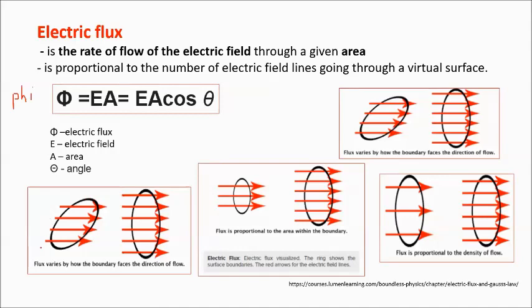When it is slanted, inclined, there are fewer field lines. And when the surface is perpendicular to the field lines, many field lines can pass through a given area. And then, the smaller the area, the fewer field lines can cross. With a larger area, more field lines can cross it. Okay, flux is proportional to the density of flow.